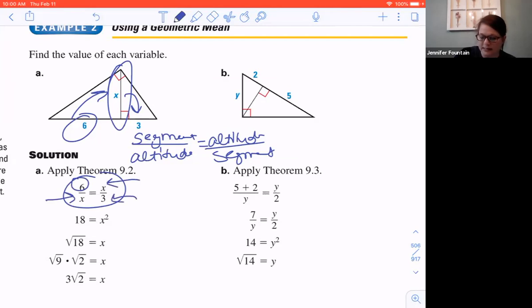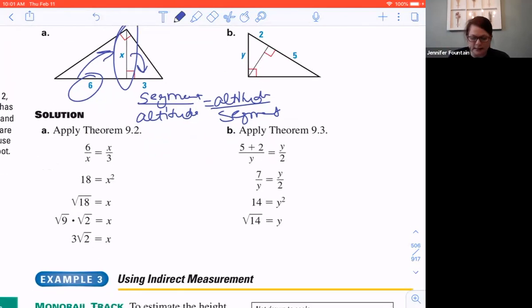So I can see now that when I set this up, I've got 6 times 3 and x times x. So I have x squared is equal to 18. That means to solve for x, I need to take the square root of both sides. Remember that when I've got the square root of 18, you can either do like they did here and say, I know that 18 is 9 times 2, and therefore I know that 9 is a perfect square.